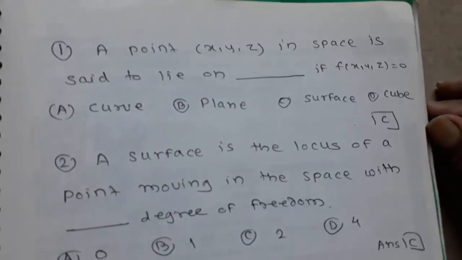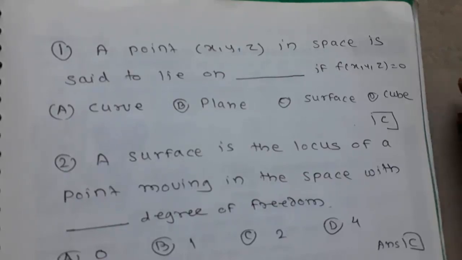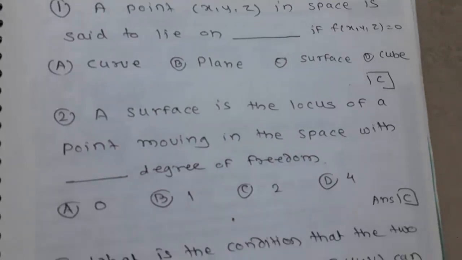The first question: a point xyz in space is said to lie on dash dash if f of xyz equal to 0. The options are curve, plane, surface and cube. Here, a point xyz in space is said to lie on a surface if f of xyz equal to 0, and hence the correct option is C.